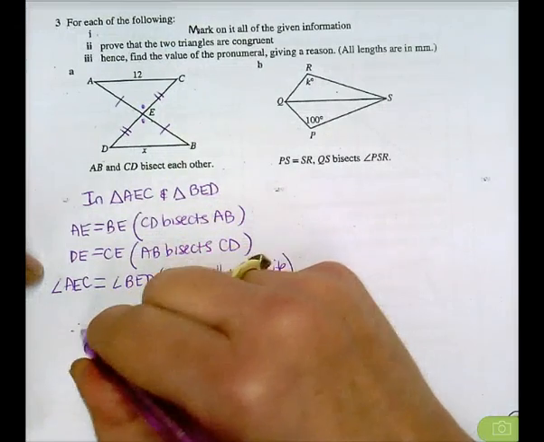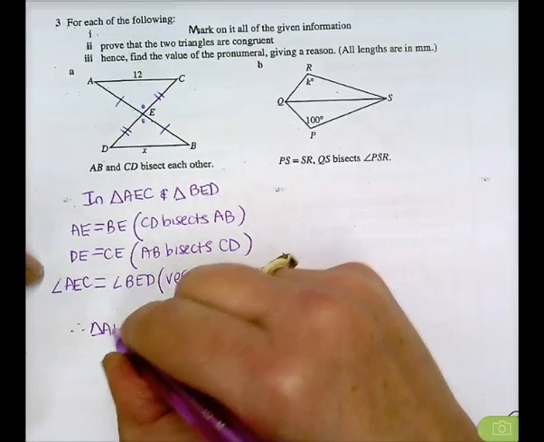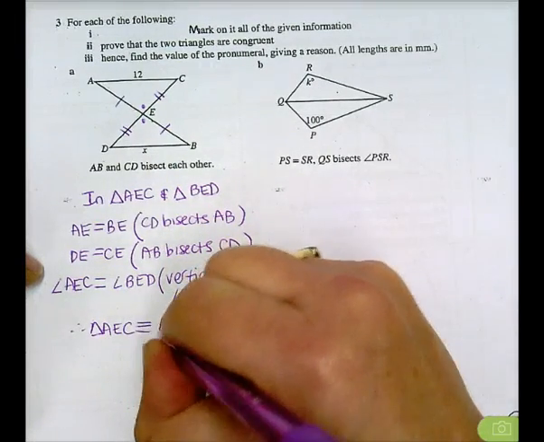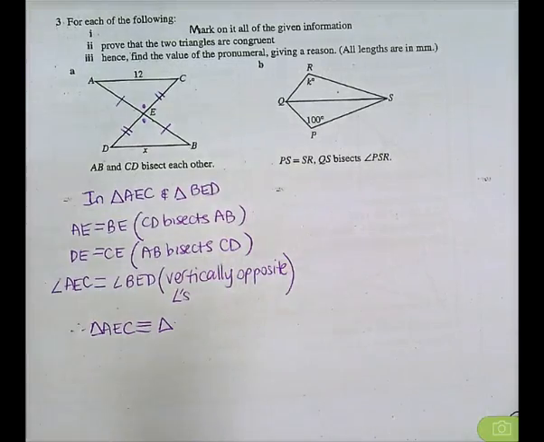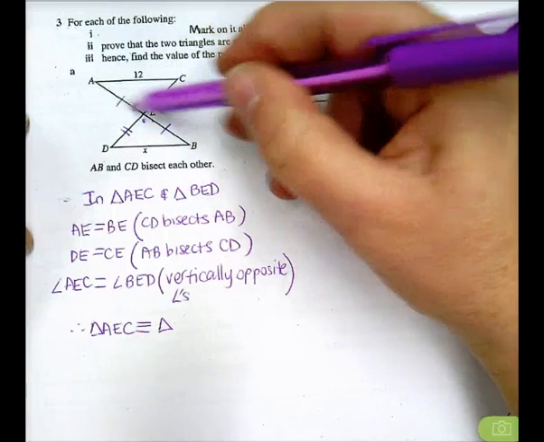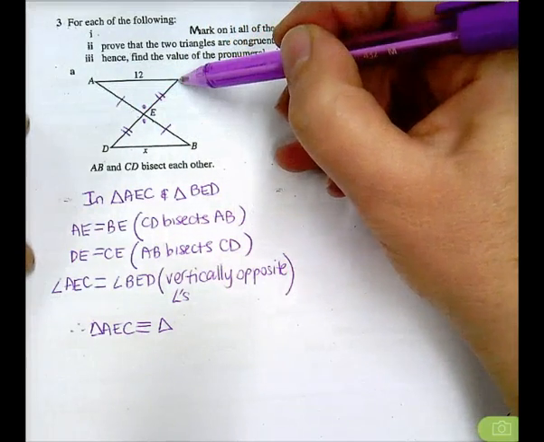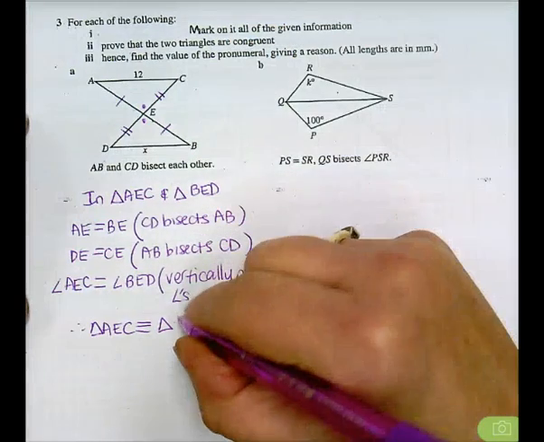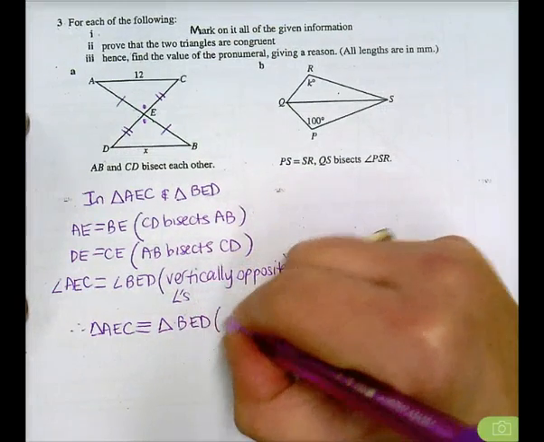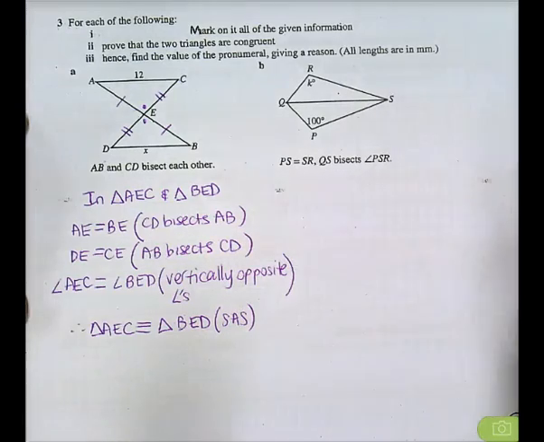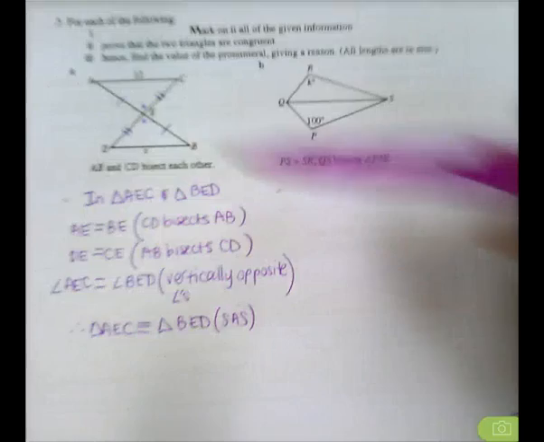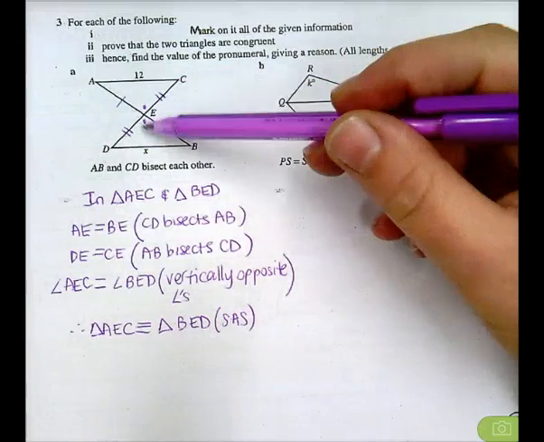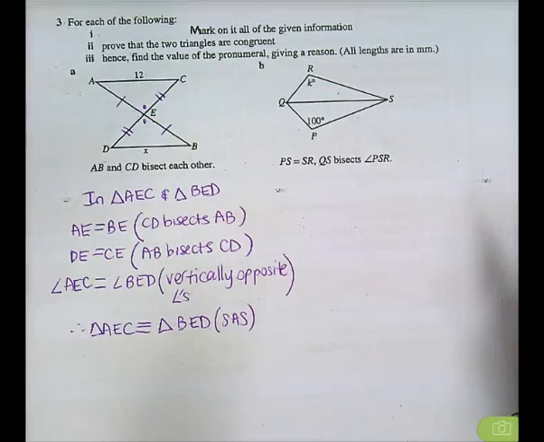So therefore, triangle AEC is congruent to triangle. Now we've gone along the side with the single dash to the dot and then along the side with the double dash. So doing this in the same order, it's congruent to triangle BED, and the reason is side, angle, side, because two sides of one triangle are equal to two sides of the other, and the included angles are equal.